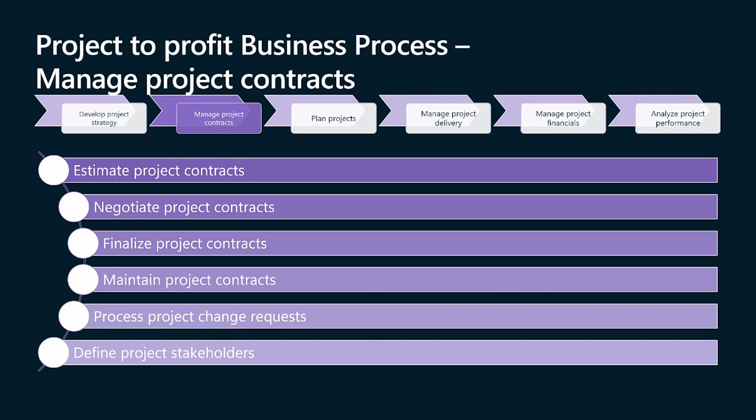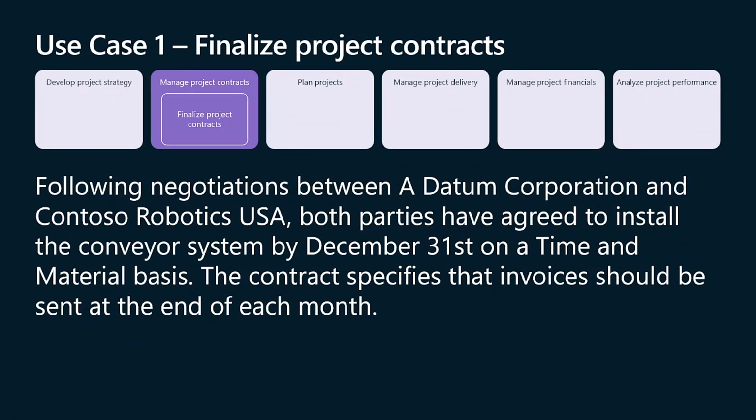Maintain project contract: manage ongoing compliance, track performance, and handle amendments. Process project change request: evaluate, approve, and implement change in a controlled manner. And finally, define project stakeholders: identify key stakeholders to ensure project success. By adhering to these processes, organizations can ensure projects are completed on time, within budget, and to the satisfaction of all stakeholders. Now, we are on the first use case.